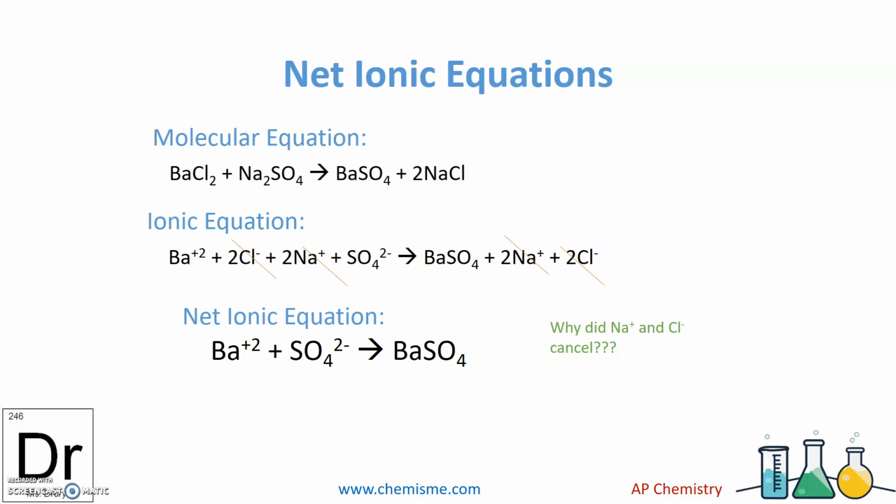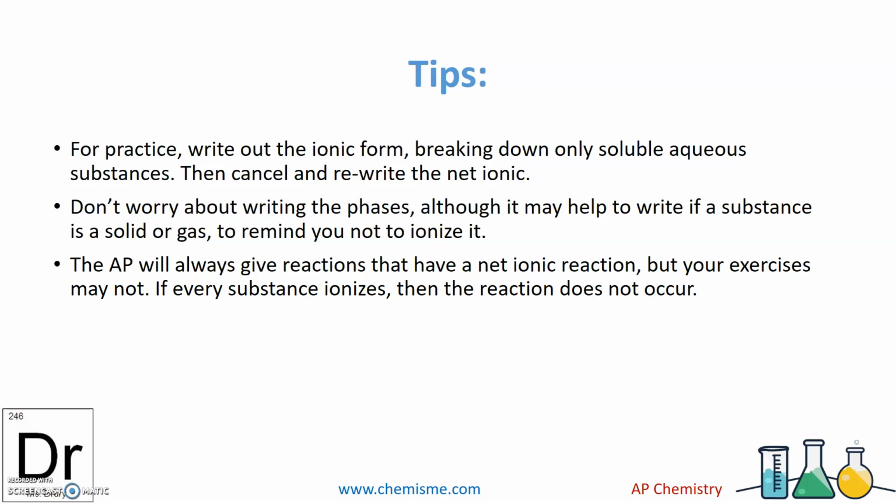The difference is barium and sulfate in the ion form means that they were dissolved, because barium used to be with chlorine and sulfate used to be with sodium, making them dissolved. But once they break their partners and rearrange and they find each other, they form a solid. So for practice, write out the ionic form like I did, breaking down only soluble aqueous substances and cancel and rewrite. Don't worry about writing phases, although it might help you to write the phases if they're a solid or a gas, and make sure you don't ionize those solids and gases. The only things that ionize are aqueous soluble things.